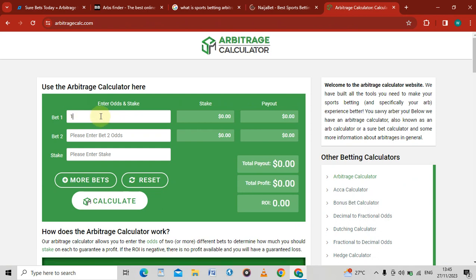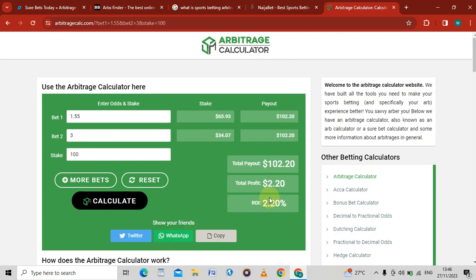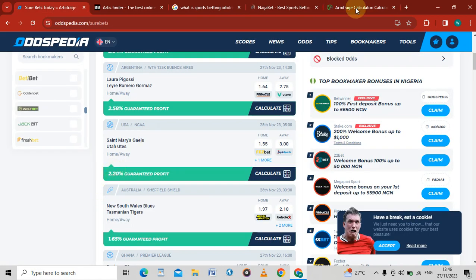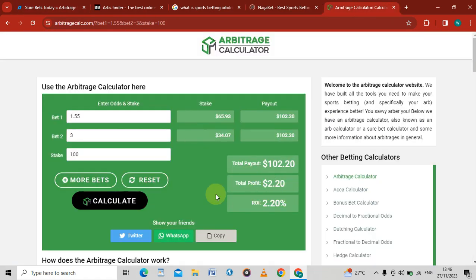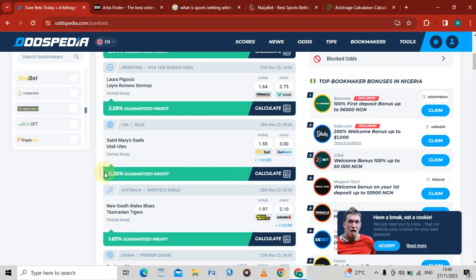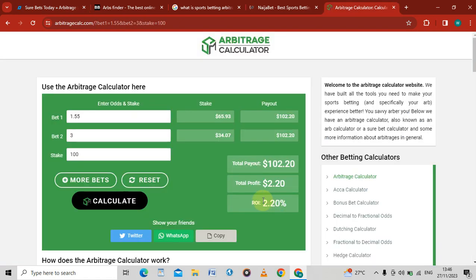1.55 odds and 3 odds. And let's say your stake is $100. Just click on calculate. Once I calculate, you can see over here the same percentage profit in the bookmaker and in this arbitrage software. That means I can go on and bet on this arbitrage opportunity. You can see it over there: this is 2.20% profit guaranteed, and the ROI is the same, 2.20%.